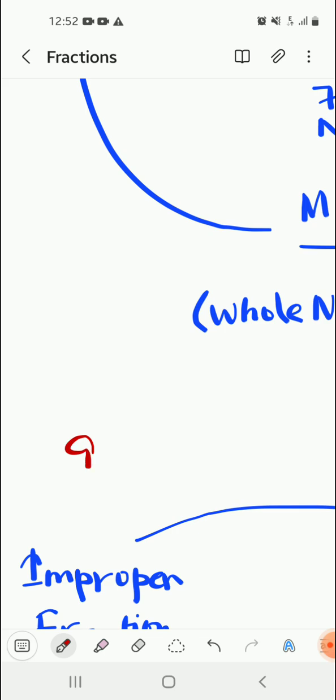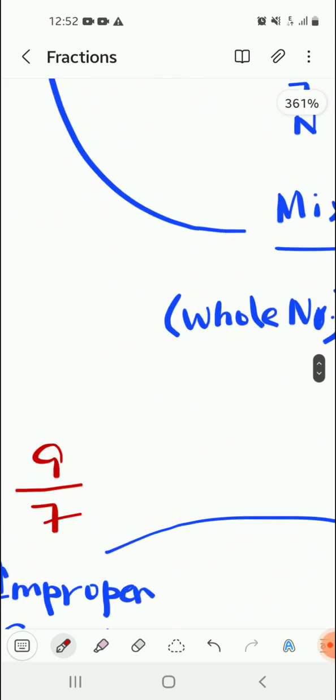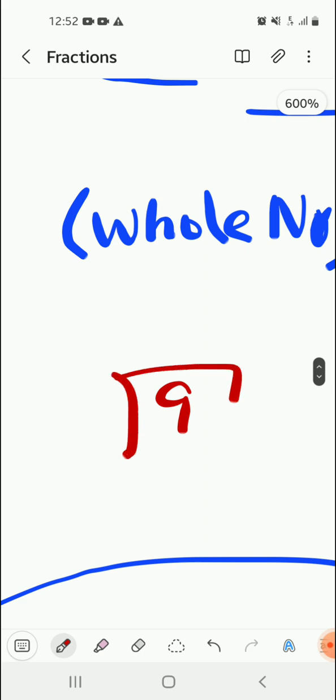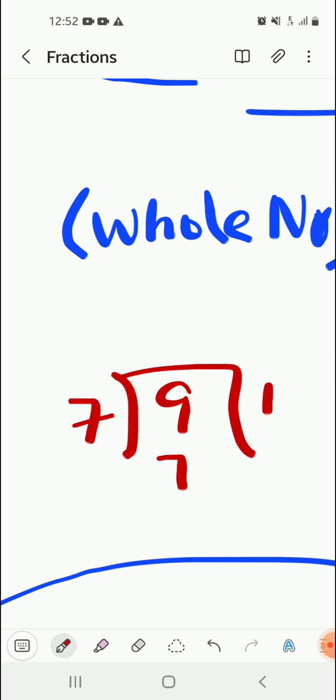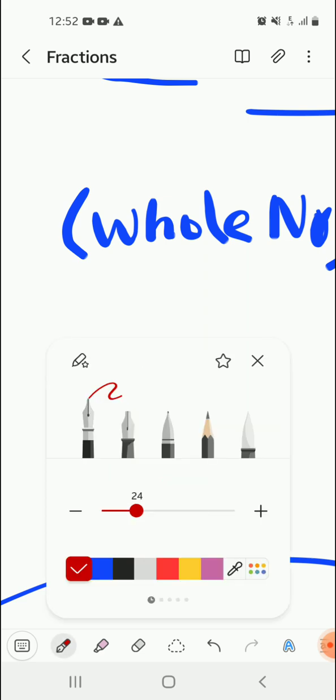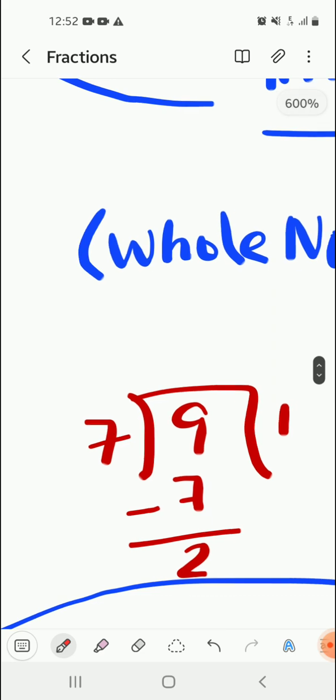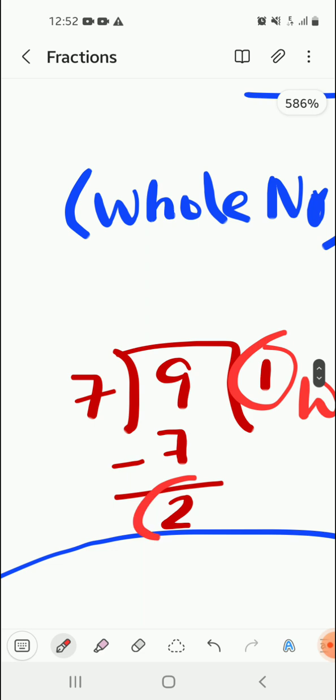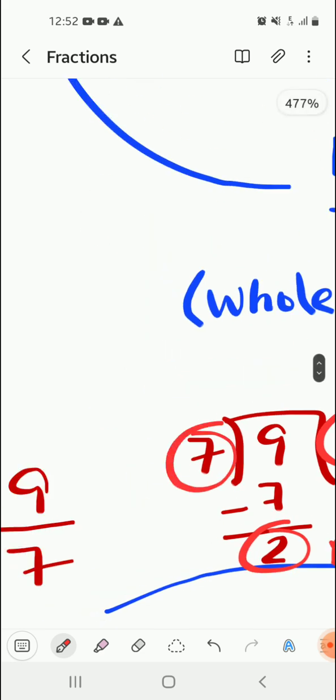So for an example, it is 9 by 7. If you want to convert it into a mixed fraction, what we have to do is simply divide 9 by 7. So 7 ones are 7 and 2 is the remainder. Now once we have done it, we have to remember that the quotient becomes my whole number, my remainder becomes my numerator, and my divisor becomes my denominator.